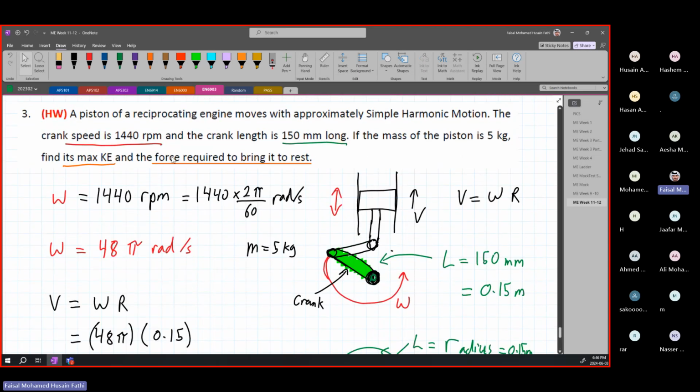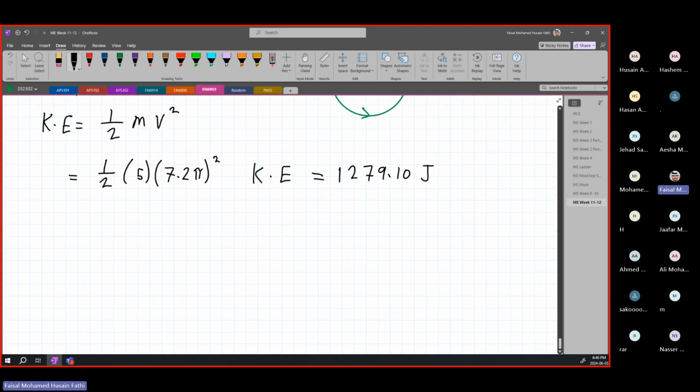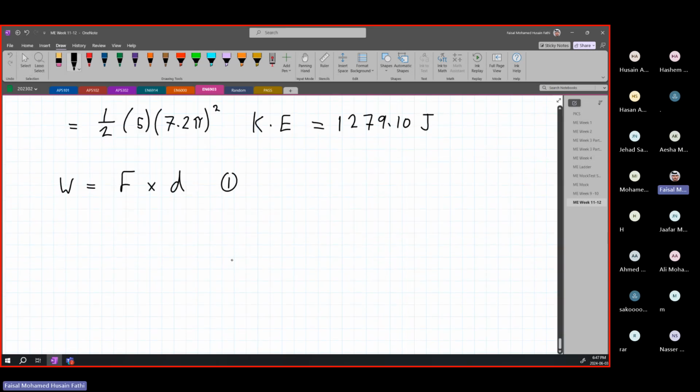Now, what do we need to also find? The force that will stop the motion, the force required to bring this motion to rest. How do we do that? Again, remember, when we are talking about force and energy, we know that work is equal to force times distance. All right, this is our first equation. Our second equation is work is equal to kinetic energy plus potential energy. This is our second equation.